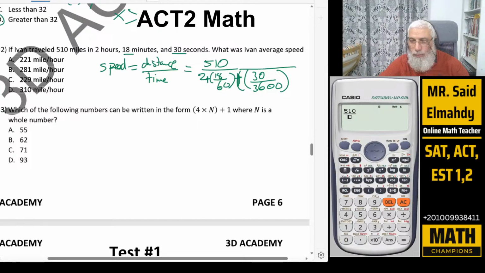510 divided by 2 hours plus fraction 18 over 60 plus fraction 30 over 3,600 equals 220.93, approximately 221.